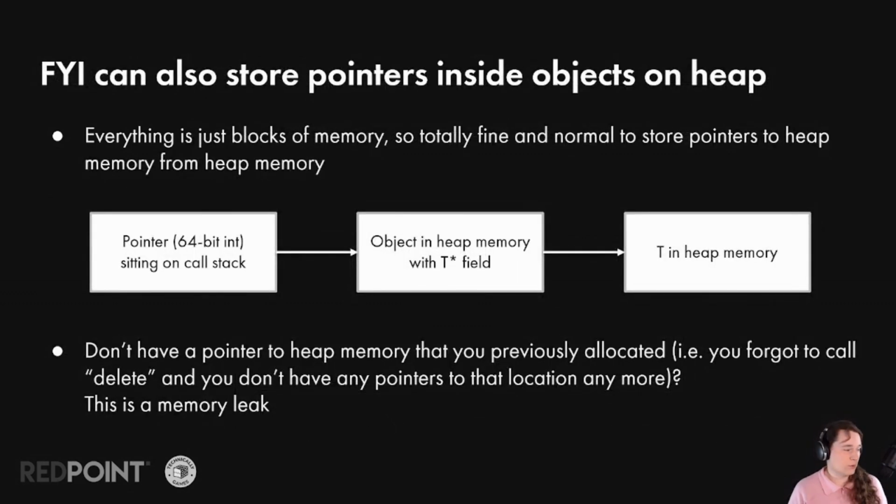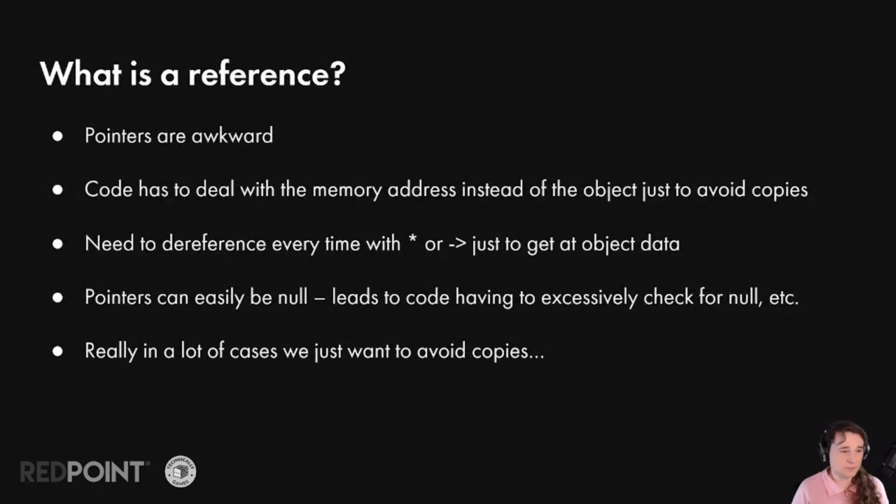You can also store pointers inside objects on the heap that you've allocated. And then, if you no longer have a pointer to heap memory that you previously allocated, like you forgot to call delete and you don't have any pointers to that allocation anymore, then it's a memory leak, because you can never call delete on it, and that memory is just going to stay used until your program exits. Memory leaks are bad.